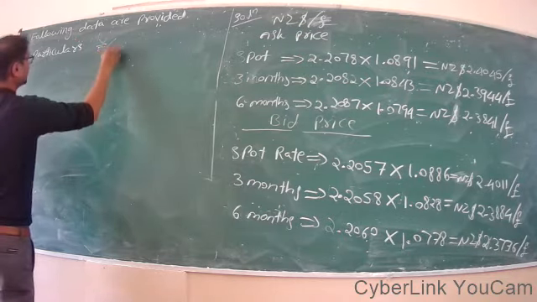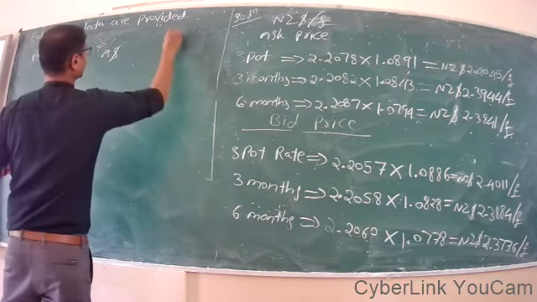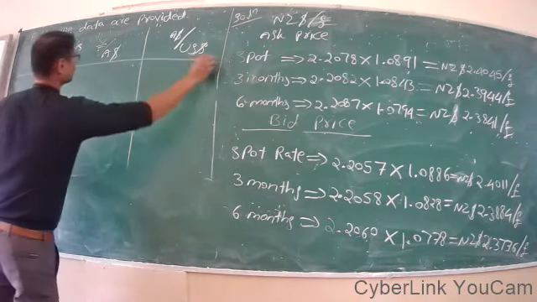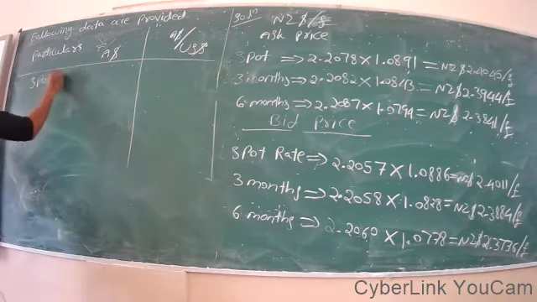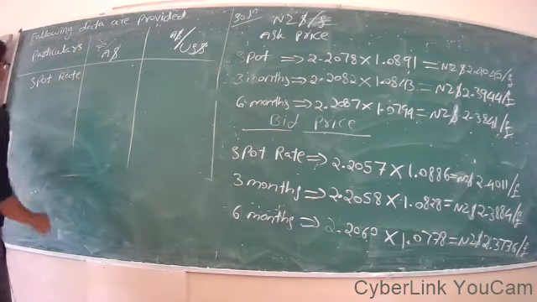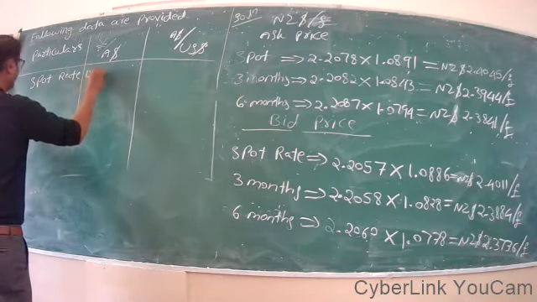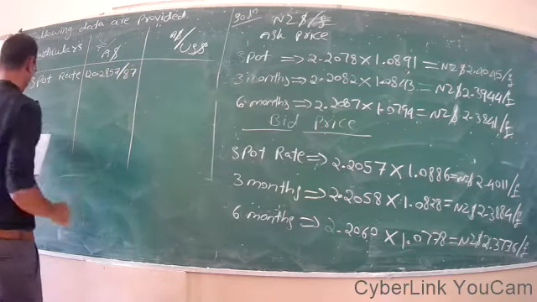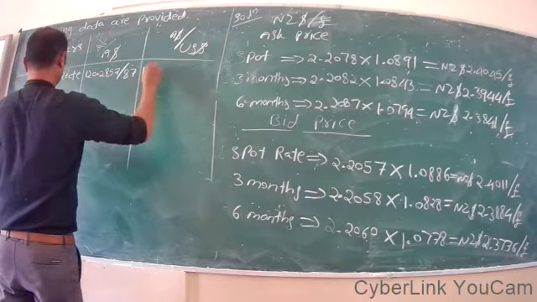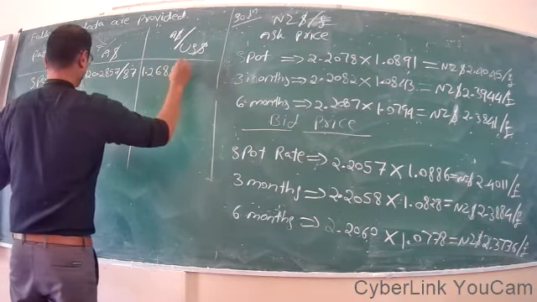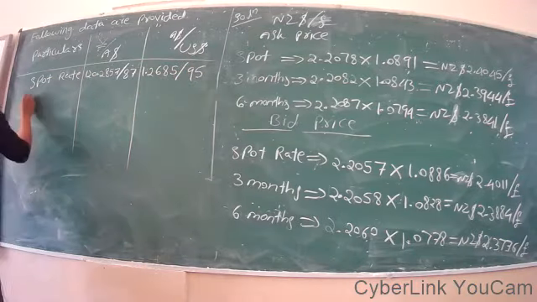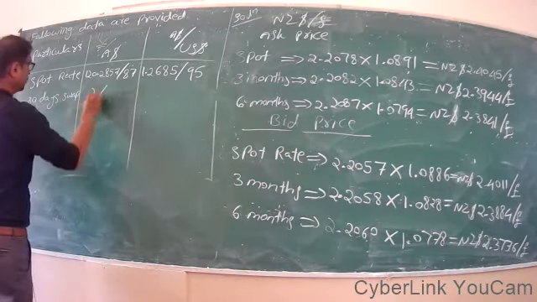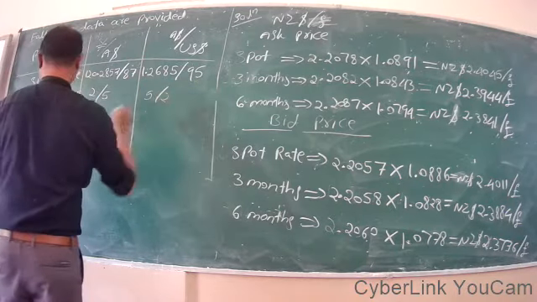Japanese yen per Australian dollar and Australian dollar per US dollar. Spot rate given: 120.2857 Japanese yen oblique 87 and Australian dollar per US dollar is 1.2685 oblique 95. 30 days, the 30-day swap point given is 2/5 and 5/2.